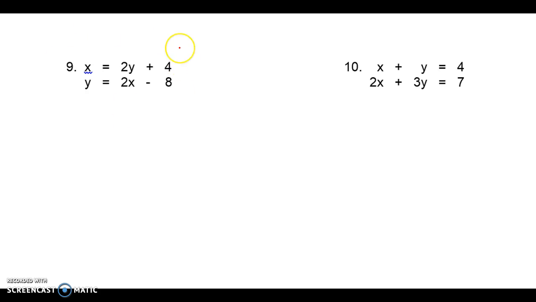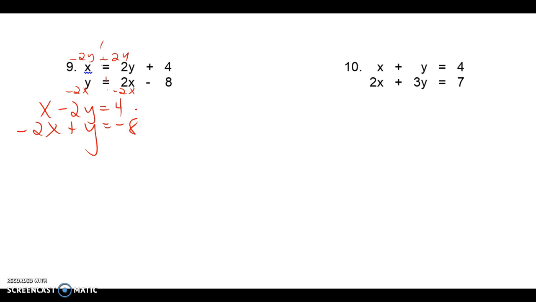All right, here again, we're not in the same form. So I am going to subtract 2y along here, and I'll have x minus 2y equals 4. Now on this one here, I'm going to subtract 2x over. And this will be negative 2x plus y equals negative 8. Now let's figure out what we want to multiply by to make one of the variables the same with different signs. Well, I have a negative 2 right here, don't I? So I'm going to multiply this by 2.